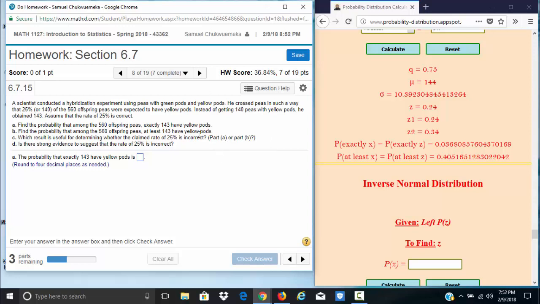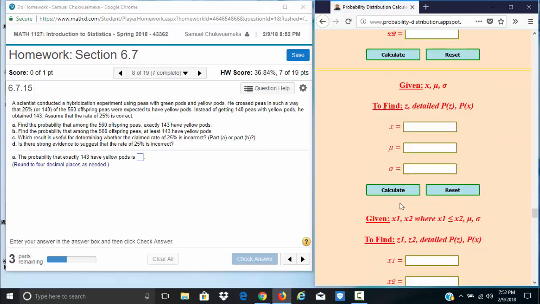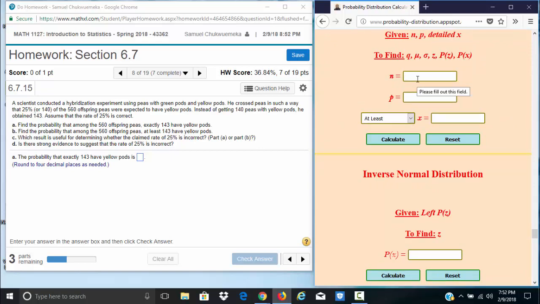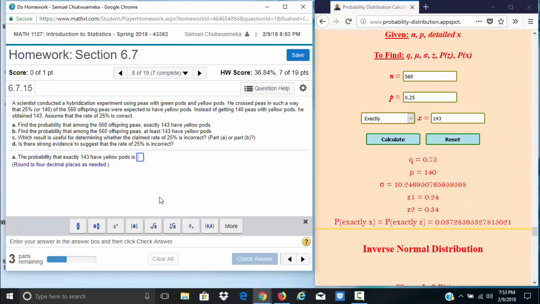Okay, next question. They just changed the numbers, but it's basically the same main question. So I'll refresh this. Here our n in this question was 560. P would be 25%, which is 0.25, and they're asking us for exactly, so x equal to 143. And the probability is 0.0373, to 4 decimal places.